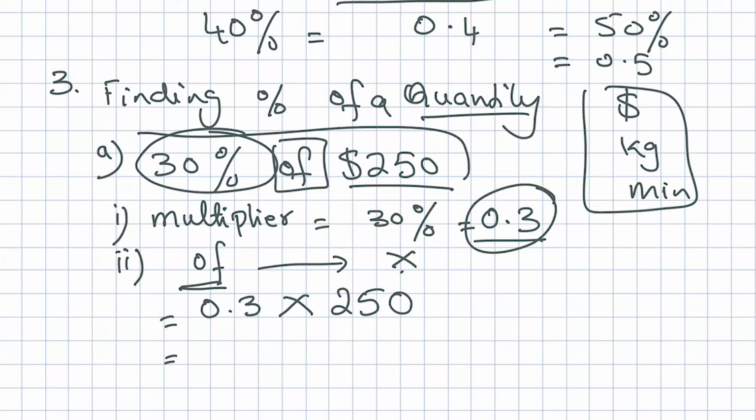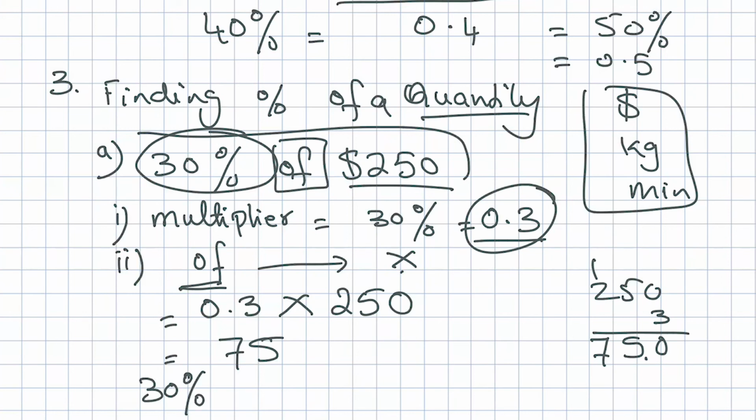So 0.3 times 250, we can do it in two ways. First of all, ignore the decimal point. So 250 times 3: 3 times 0 is 0, 5 times 3 is 15, carry over 1, 3 times 2 is 6 and 7. So we are going to put a decimal here and it's 75. So for 30%, you're going to write it in words, as a full sentence: 30% of $250 is $75.